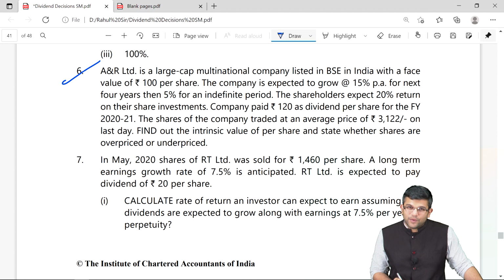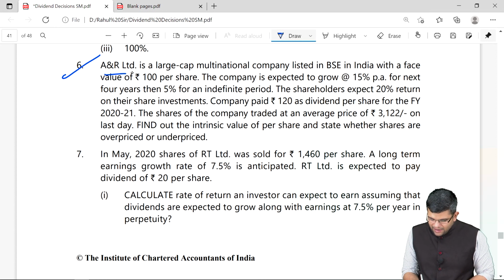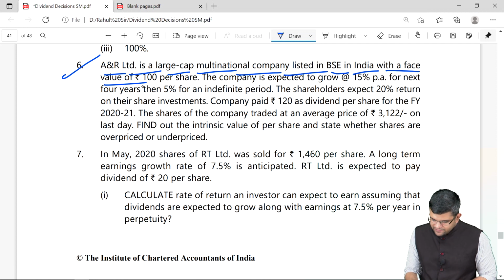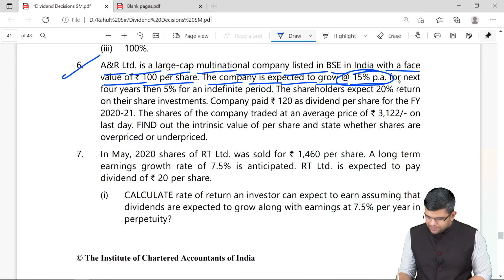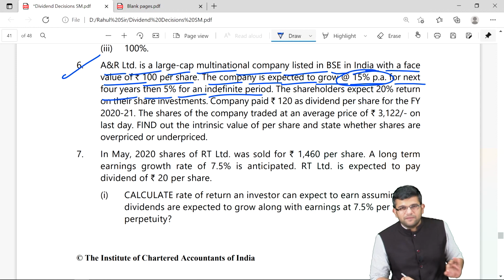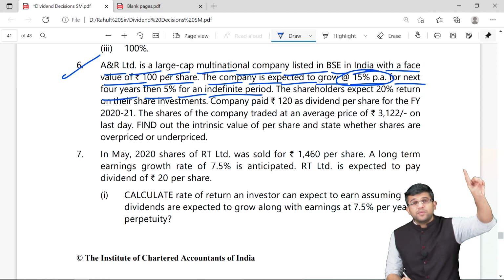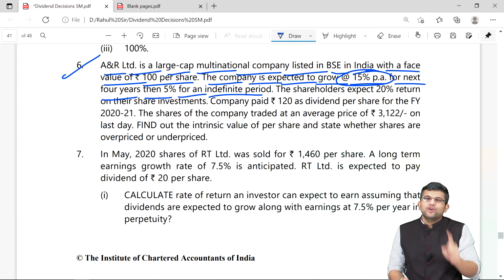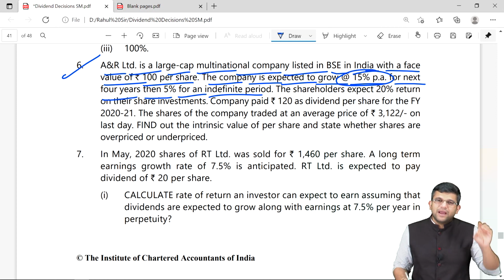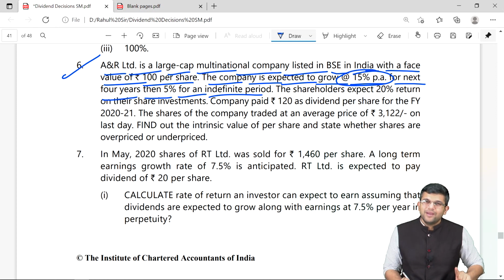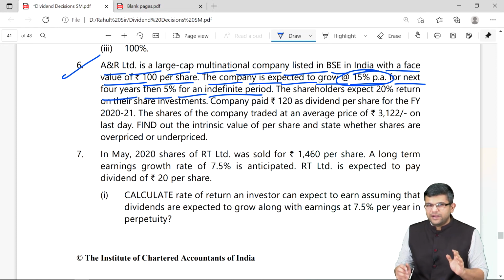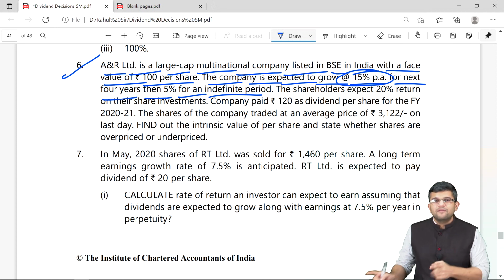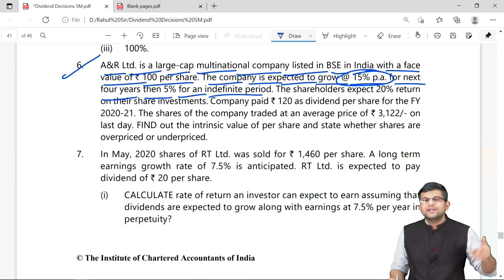Okay students, I hope you all have read the question. Let us now try to understand it. They are saying A&R Limited is a large cap multinational company listed in BSE in India with a face value of rupees 100 per share. The company is expected to grow at the rate of 15% per annum for the next 4 years only, and then 5% for an indefinite period, which means, children, do you realize that the growth rate will become constant from year 5 onwards, and therefore you have to stop at year 4? In your table you will be writing year 1, 2, 3, 4, 4, where the first 4 dividends D1, D2, D3 and D4 will be taken separately, and then D5 to D eternity will be clubbed in P4, because there we can use Gordon's model once the growth rate becomes constant.